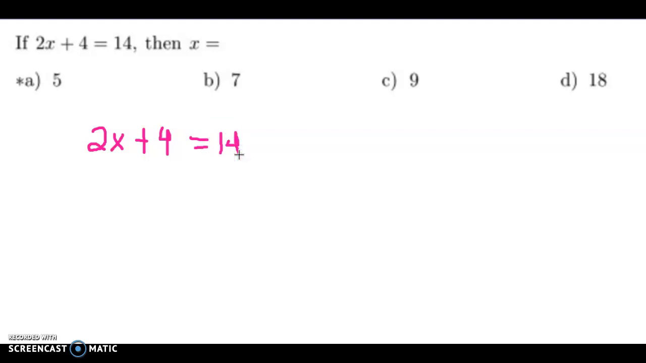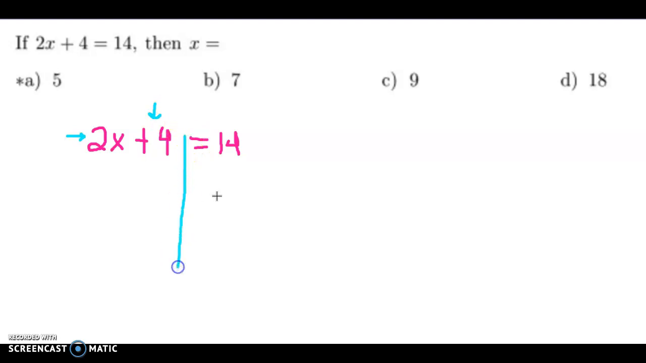Now, all the time when I am undoing or when I'm trying to solve for a variable or get it by itself, I have to do the opposite operation. If I want x by itself, I'm going to have to get rid of the 2 here, and I'm going to have to get rid of the 4. I always deal with addition and subtraction first. I always do that first.